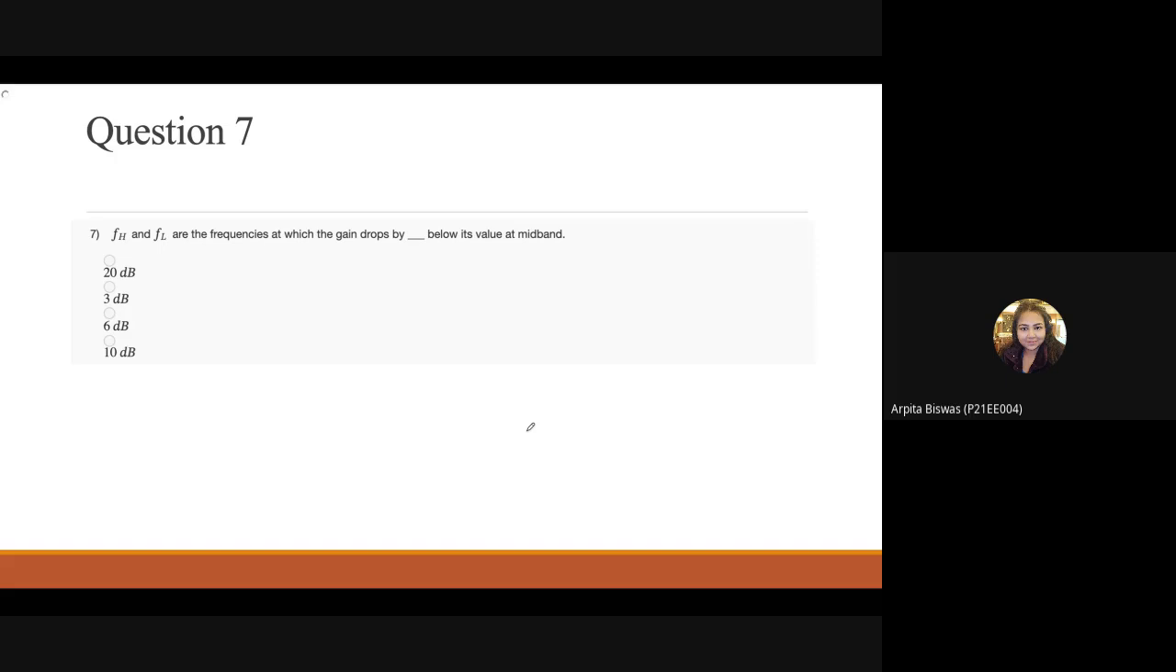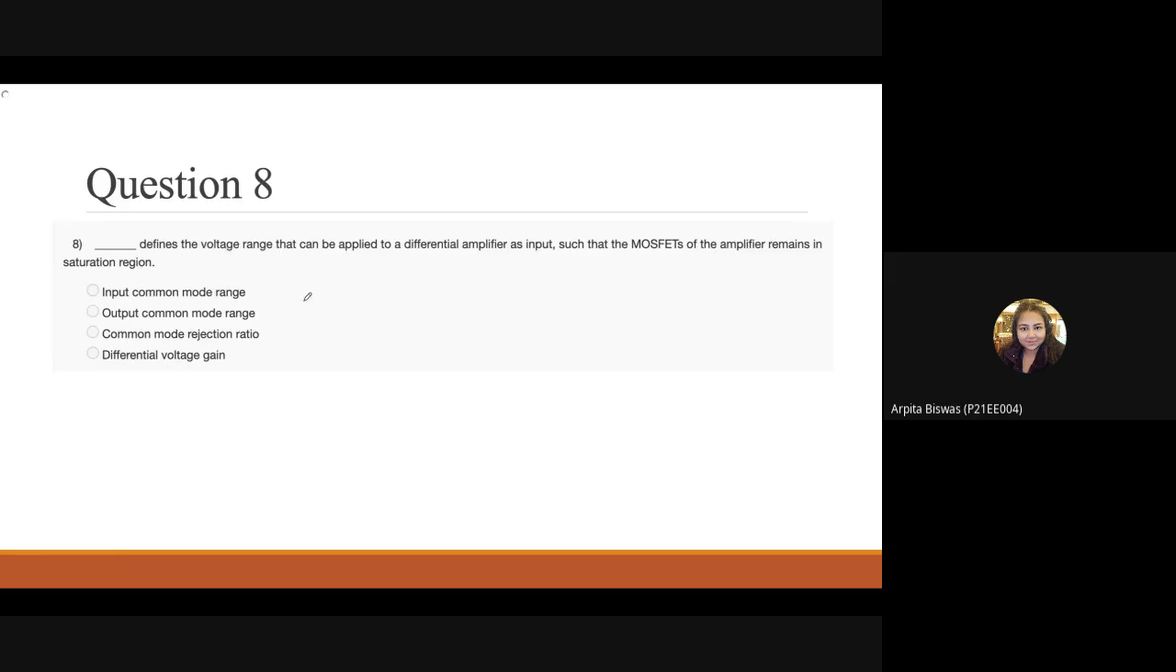This is question number 7. If FH and FL are the frequencies at which the gain drops by dash below its value at midband. First option 20 dB, then 3 dB, 6 dB or 10 dB. Ma'am, 3 dB. Yes, 3 dB is the right option.